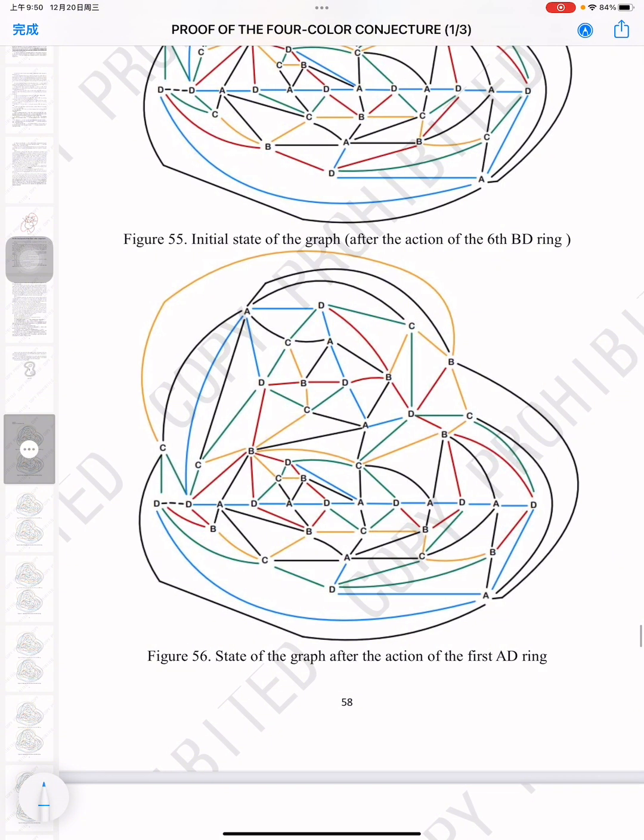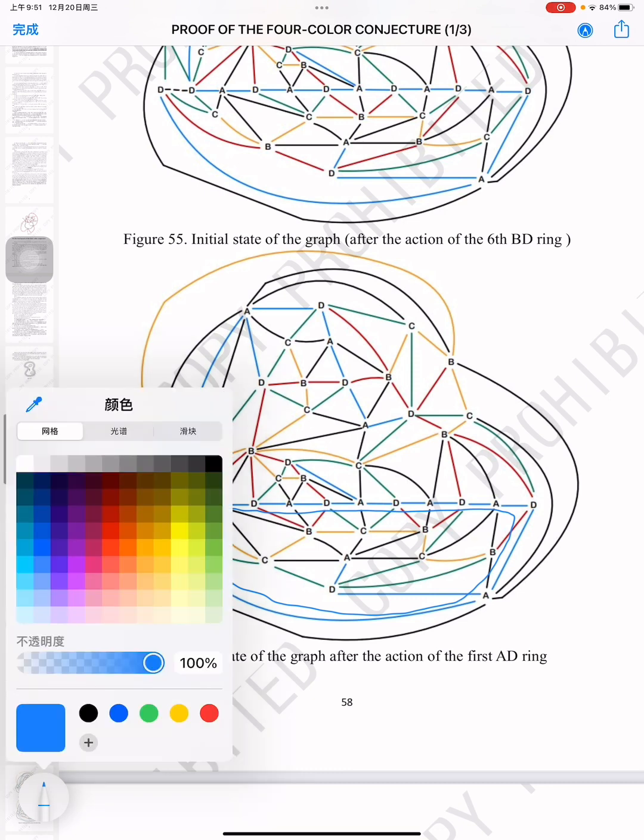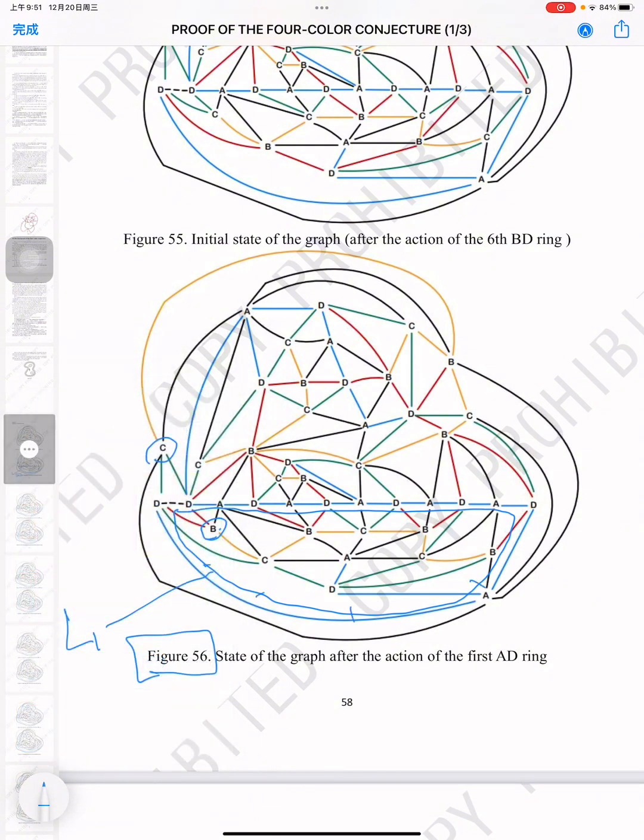Yeah, we can see figure 56. The base ring is here. In this figure, the OD ring doesn't have the same bridge value, so we need to make this line have a BC swap to make this figure become figure 55.